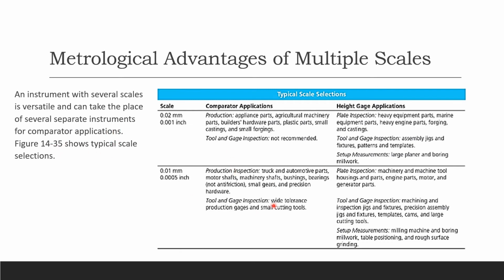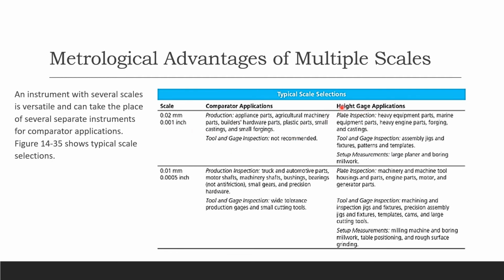So here, this picture or table is showing you the typical scale selection, how we're going to select the scale. Here they have selected two of them, 0.02 and 0.001 inch. So comparator application, this is your height gauge application. For comparative application, your production parts, agricultural machinery parts, builders hardware parts, plastic parts, small castings, and small forgings. So for go/no-go inspection, we do not recommend using this scale.